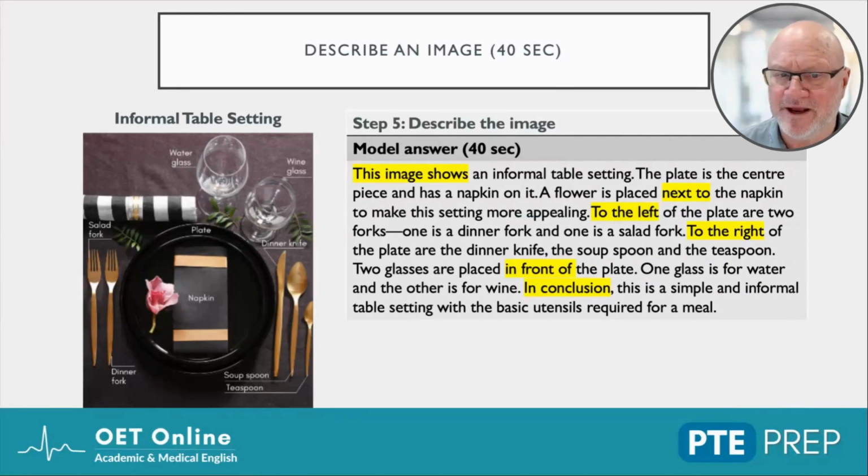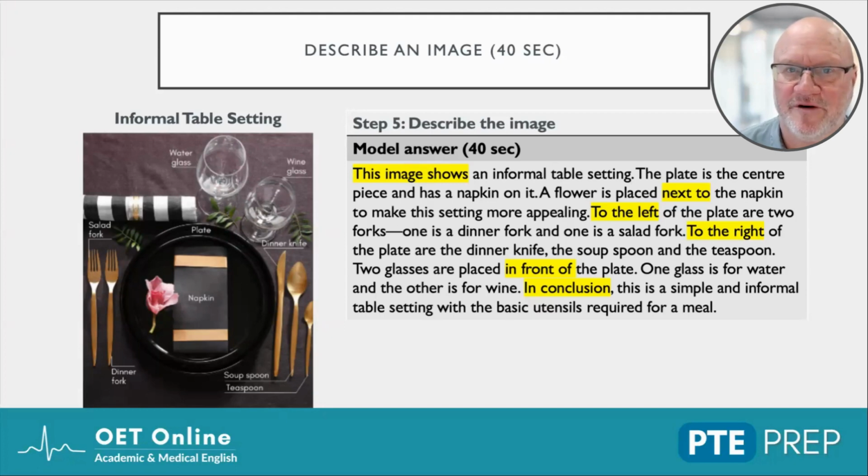To the right of the plate are the dinner knife, the soup spoon, and the teaspoon. Two glasses are placed in front of the plate. One glass is for water, the other is for wine. In conclusion, this is a simple and formal table setting with the basic utensils required for a meal. All right, so that's what we're looking at, everyone.